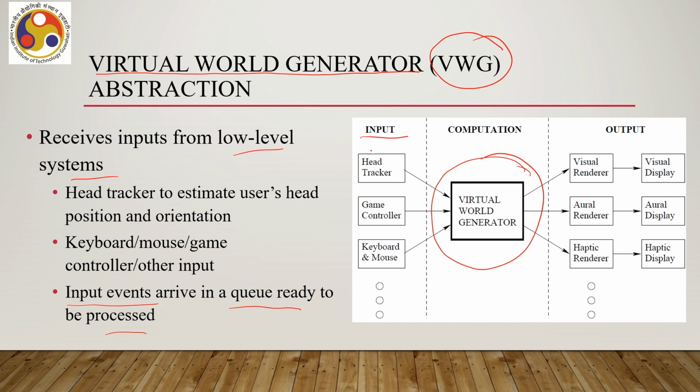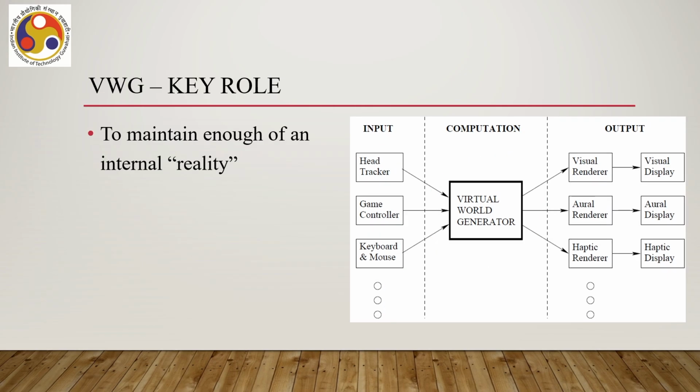So, we have the input side: head tracker, game controller, keyboard, mouse and many other inputs can be there. They arrive at this VWG, kept in a queue to be processed systematically. Now, the key role of the VWG is to maintain enough of an internal reality. So, it should appear to be real to the user.